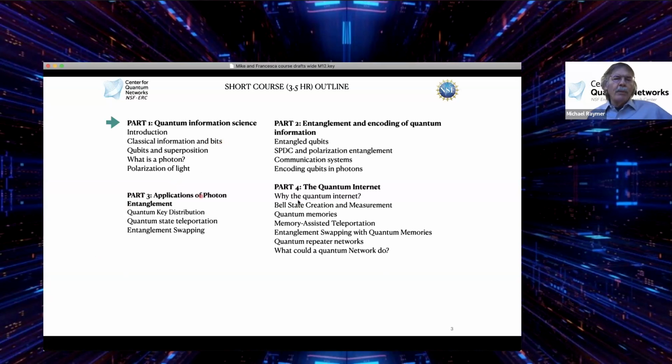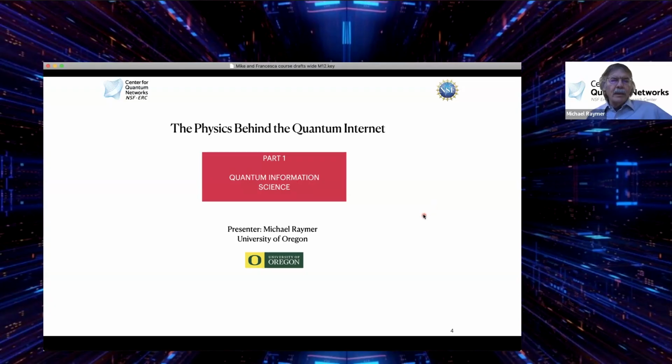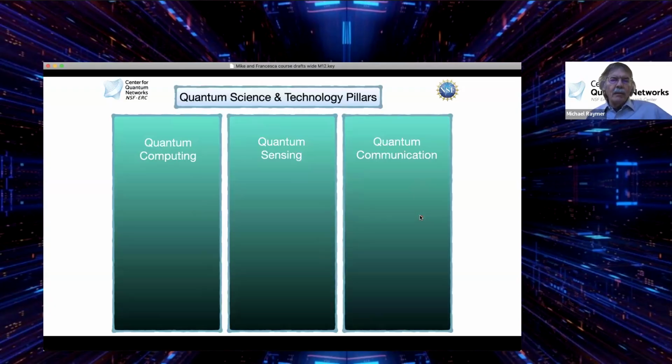We have these in 4 parts, and Francesca and I will share the presentation duties here. We'll talk about the general basics of quantum information science. We'll talk about entanglement and how to encode information in quantum states. We'll talk about photon entanglement and applications, and then we'll finally wrap it up with how the quantum internet is supposed to work. Okay, so part 1, the physics behind the internet, quantum information science.